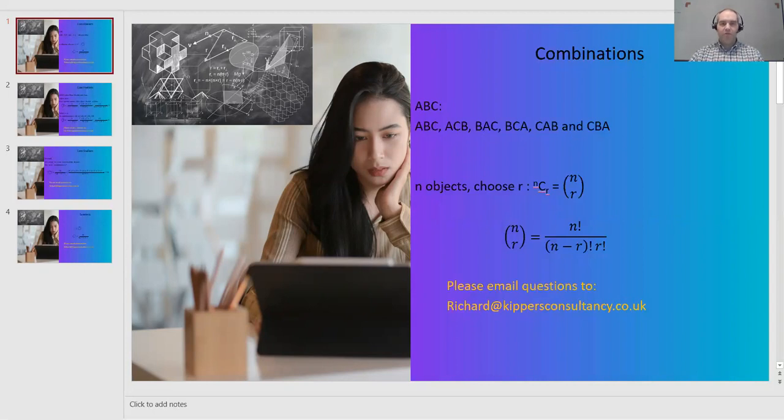Now let us imagine we have a group of n objects and I choose at random r of those objects. The number of possible combinations may be calculated by finding nCr, or as you can see we write it in brackets as n over r. But we say n choose r, or just nCr. So let's look at the formula. nCr is equal to n factorial divided by n minus r factorial times r factorial.